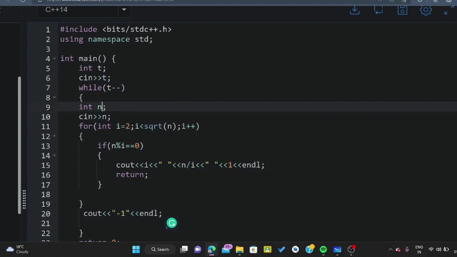So the whole code goes the same way. Over here, on line number 11, I have used a for loop, and I am traversing the values till the square root of n.